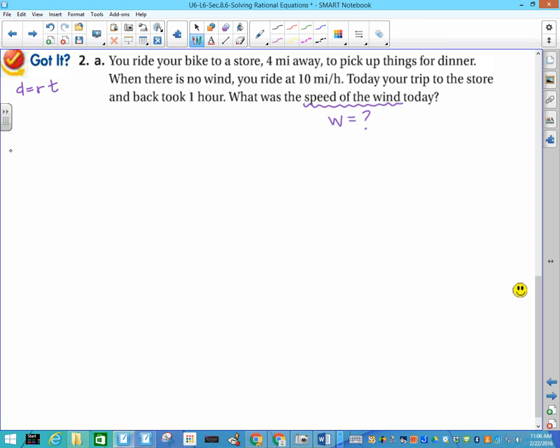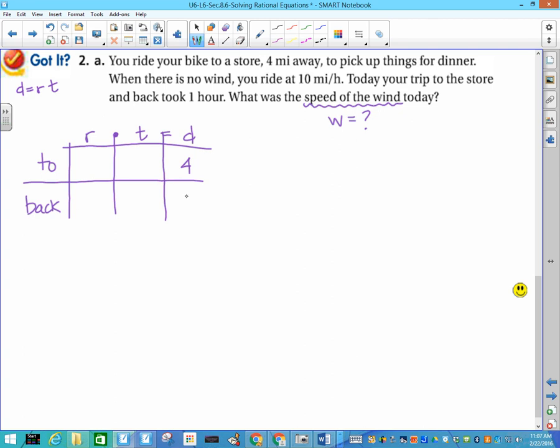So I am riding to the store, and I'm riding back from the store. So whenever I do distance problems, I do set up this chart that my Algebra 2 teacher showed me, and it just really helps keep your information straight. So rate times time equals distance. So go back into my problem. You ride the bike to a store 4 miles away. So when I go to the store, it's 4 miles away. Well, that clearly means that it's 4 miles back from the store.